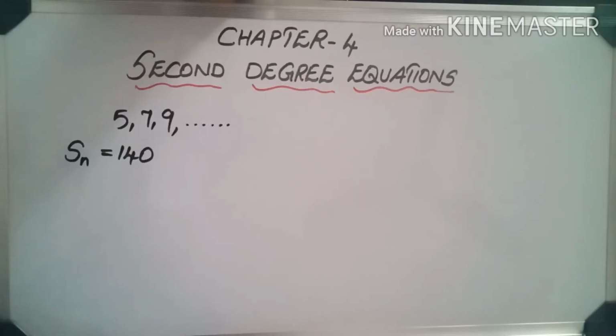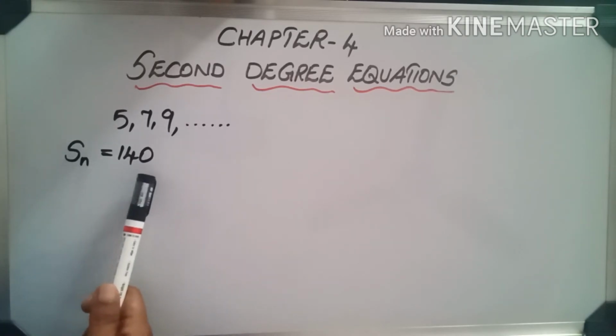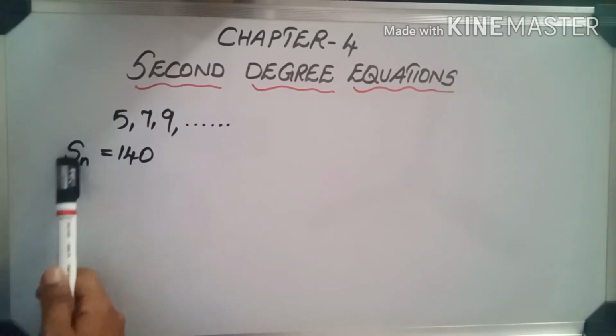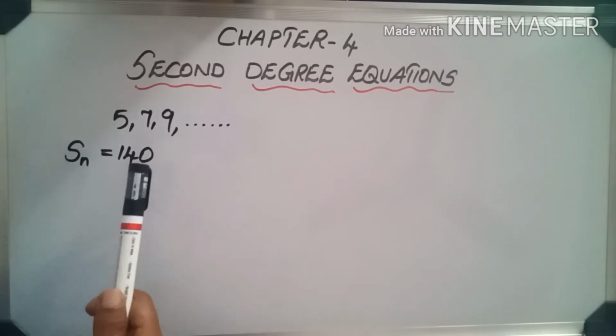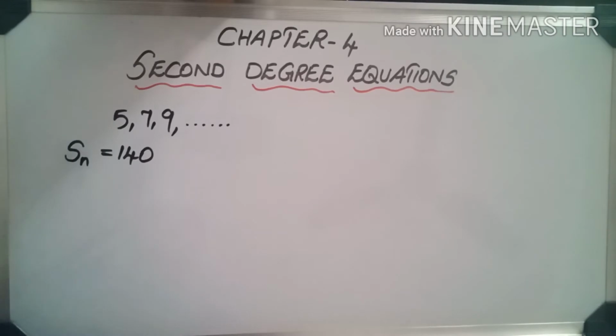So here the sequence is given as 5, 7, 9, etc. And one more thing, the sum of a particular number of terms of this sequence is 140. The sum is already given as 140 and we have to find how many terms we have to add in order to get 140 as the answer. That means n we need to find.